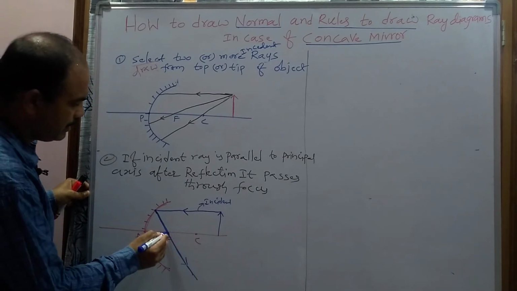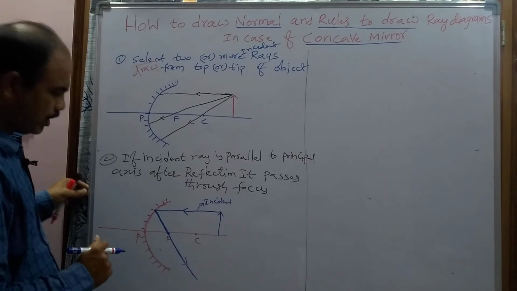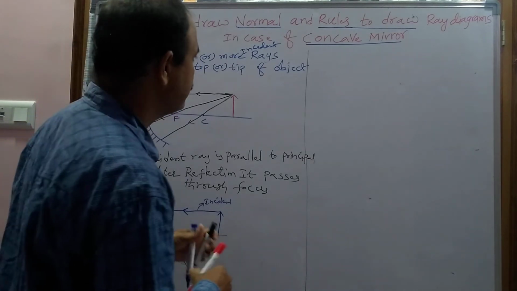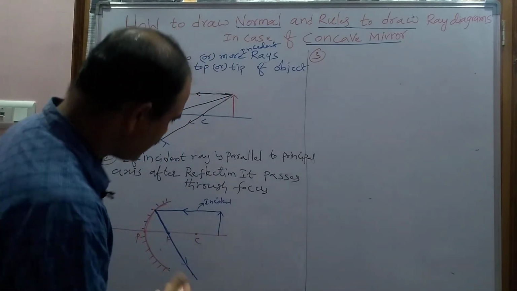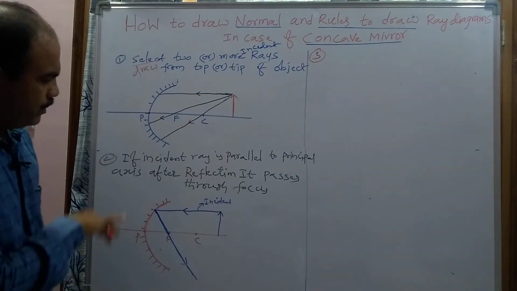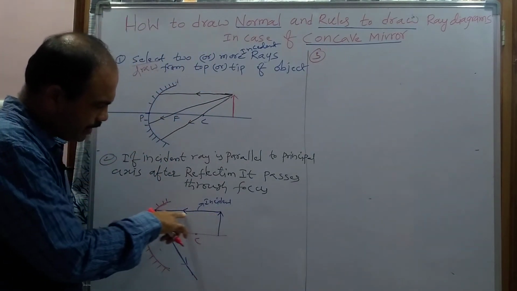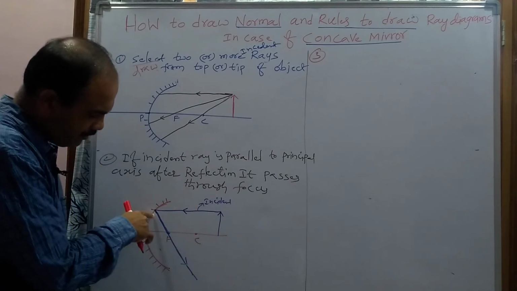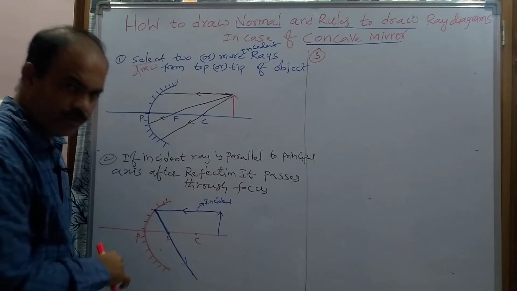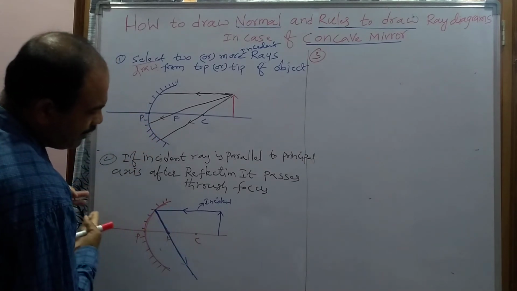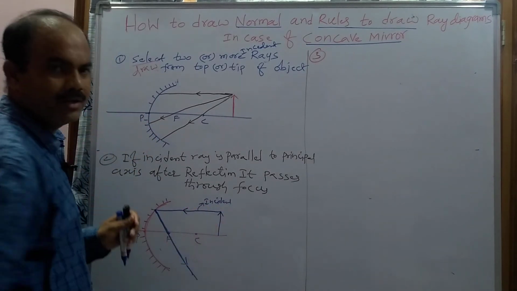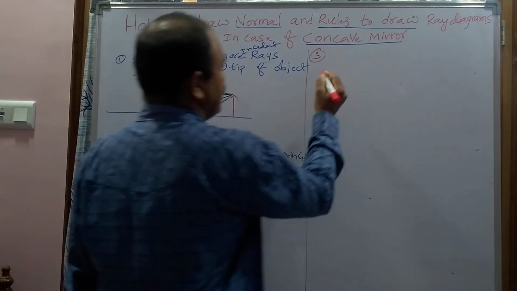So this is called the second rule. Now come to the third rule. The third rule is the reverse of it. If the incident ray is parallel to the principal axis, after reflection it passes through the focus. If the incident ray passes through the focus, what happens? The reflected ray is parallel to the principal axis. What is the third rule?